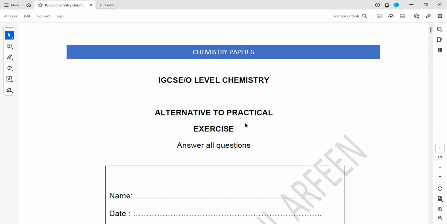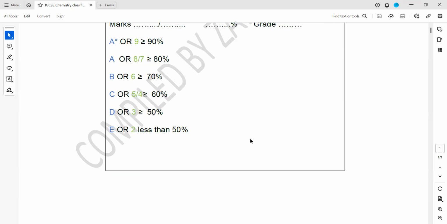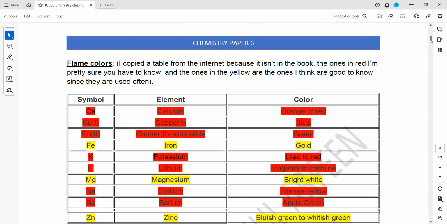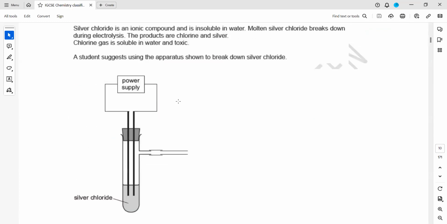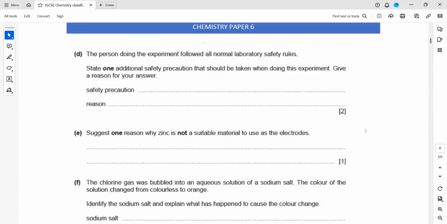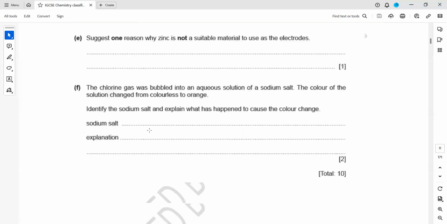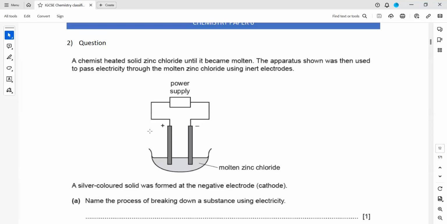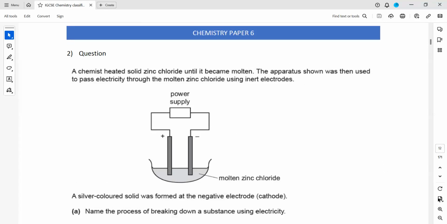So, alternative to practical. We started the topic with electrochemistry. Question 1 we did last week. Today we'll do question 2.